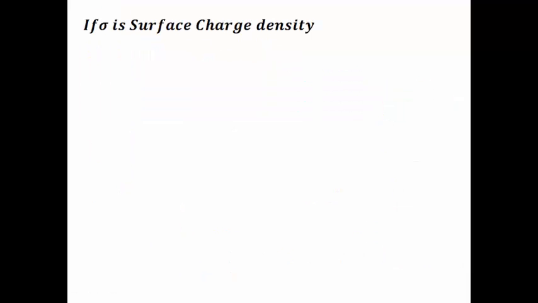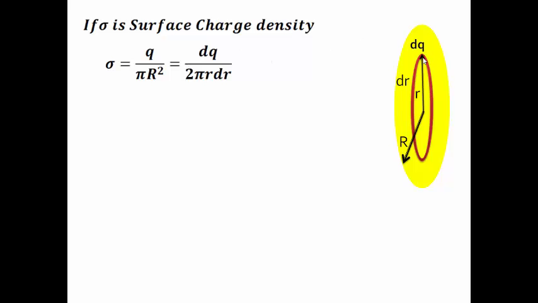Now surface charge density sigma is defined as charge upon area. Therefore, since we have assumed uniform charge density, sigma will be equals to q upon pi R square, that is surface charge density for the disk, that will be equal to surface charge density for the ring. So that will be dq, charge on the ring, upon area of the ring, that will be circumference of the ring into its thickness. Therefore, instead of dq, we shall substitute sigma into 2 pi r dr.